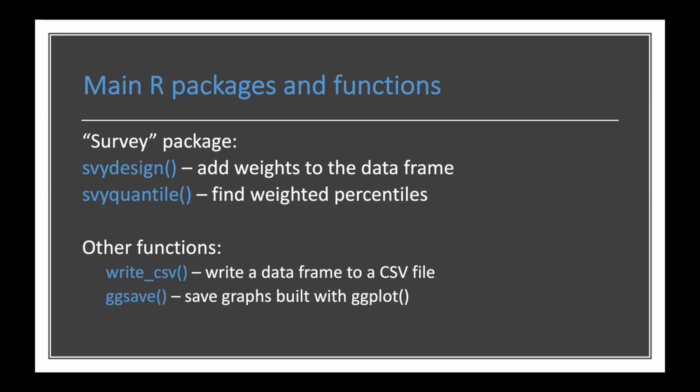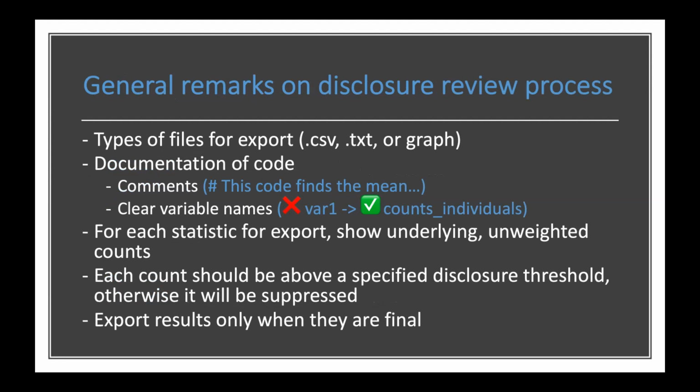Other functions that we have not included in any notebooks up to this point, but are quite essential when it comes to preparing files for export, are write_csv, which enables you to write a data frame that you have in R to a CSV file, and ggsave, which enables you to save visualizations built with ggplot as PDFs. So just some general remarks on the disclosure review process.